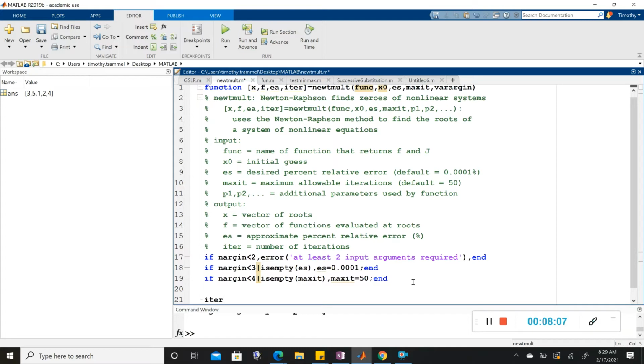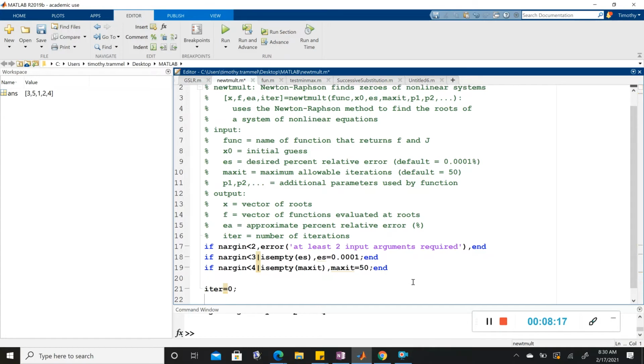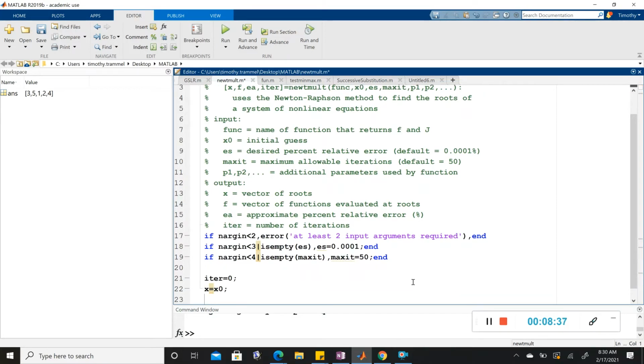All right, so let's move on to the function here. We are going to want to count our iterations. That was one of our outputs up top. So iter equals 0 before we get into our loop. And then as we update our estimate for the root or solution, let's call that x. So let's just say x equals x naught to begin with, but of course x is going to change. And we'll have while 1.